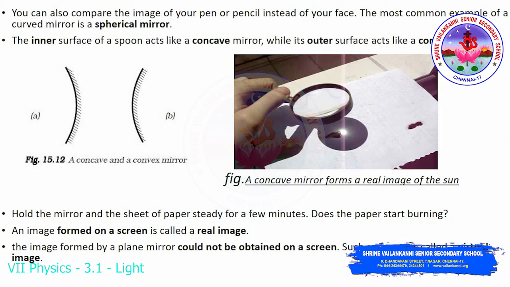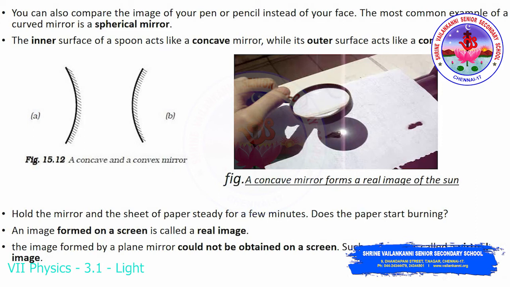Now based on this we are going to do a simple activity. I have told you already, the inner surface of a spoon acts like a concave mirror and the outer surface of a spoon acts like a convex mirror. Now see, this is concave, which is the inner surface of the spoon, and this is convex, which is the outer surface of the spoon. This concave mirror you can most probably find in torchlights. The mirror in the torchlight is nothing but a concave mirror.